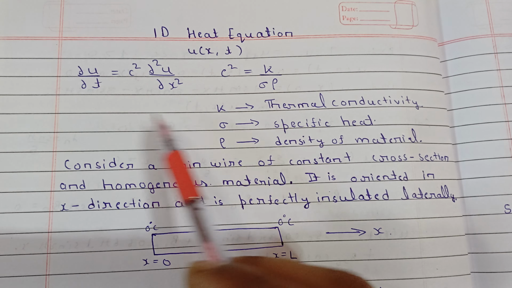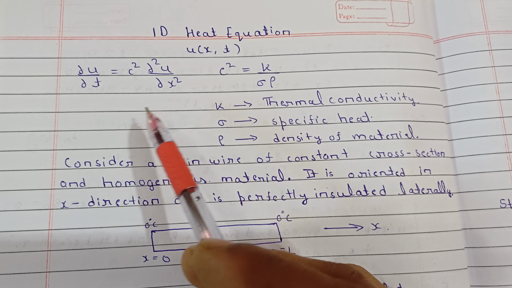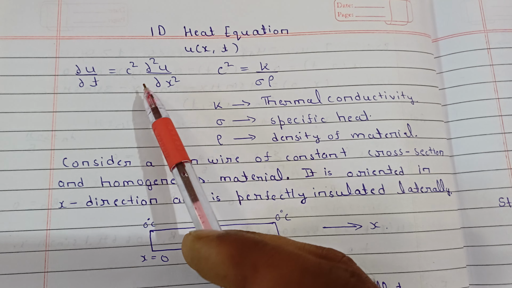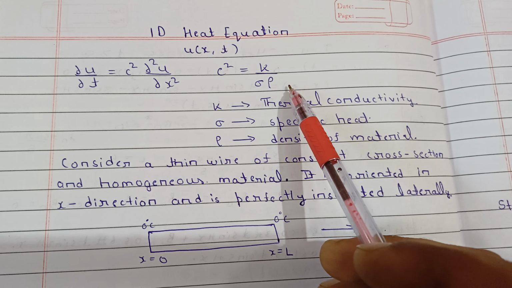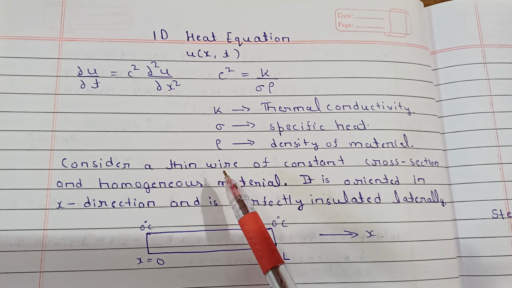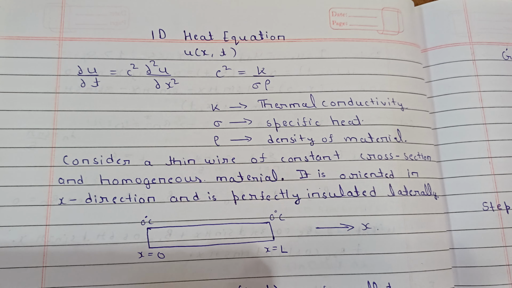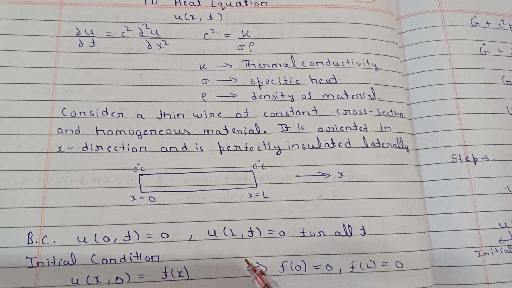And the form of the 1D heat equation is ∂u/∂t = c² ∂²u/∂x², where u represents the temperature and c² = k/(σρ), where k is thermal conductivity, σ is specific heat and ρ is density of the material. So this is your equation. Now we need to solve this equation. For this, let's see what this equation represents.